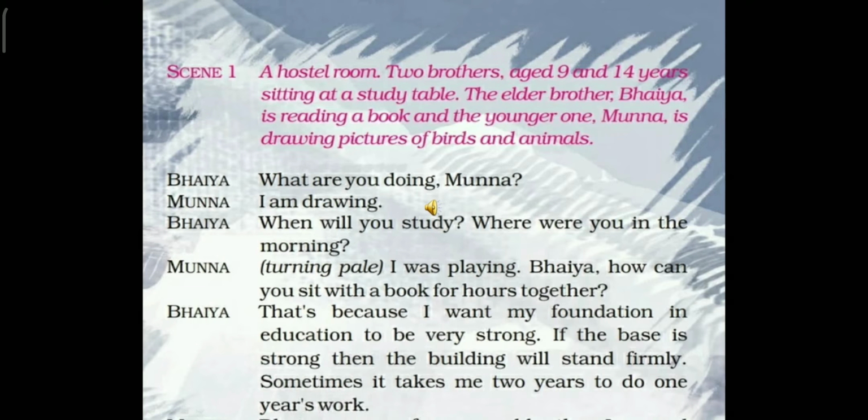Now what is Bhaiya saying? He says, sometimes it takes me 2 years to do 1 year's work. So just imagine the amount of hard work that he has to do. For 1 year's work, whatever effort you all give for 1 year, he has to give for 2 years to get the result of 1 year. So he is a very hardworking boy.